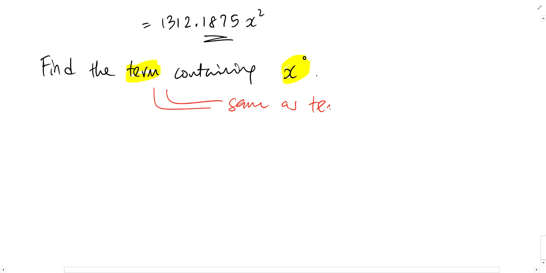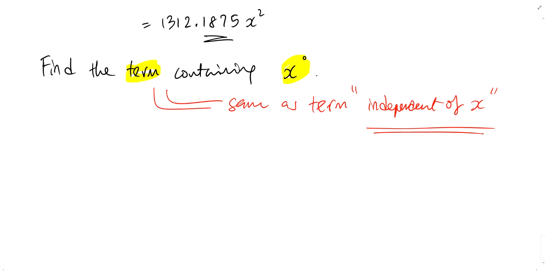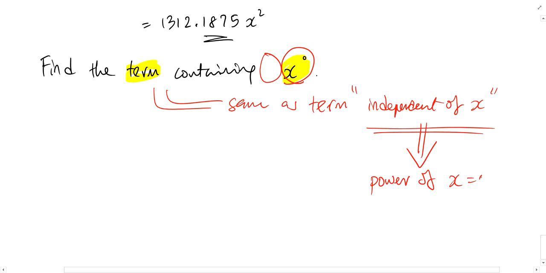Term independent of x. You will see this phrase frequently in binomial theorem. When they say term independent of x, they are referring to a term that does not have x. And a term that does not have x must be a constant term. A constant term will have something like this with x power 0. So when you see this, straight away you know power of x equals 0.